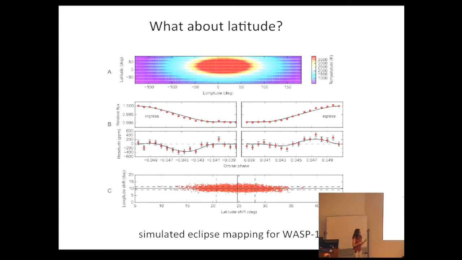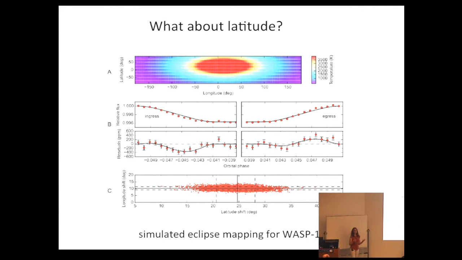And so I have a data set to do this. This is for yet another hot Jupiter, WASP-18b. And we also have a spectroscopic phase curve from HST. And so what I hope to do with this is make a map of the thermal structure as a function of latitude, longitude, and altitude, and yes, latitude, longitude, and altitude.